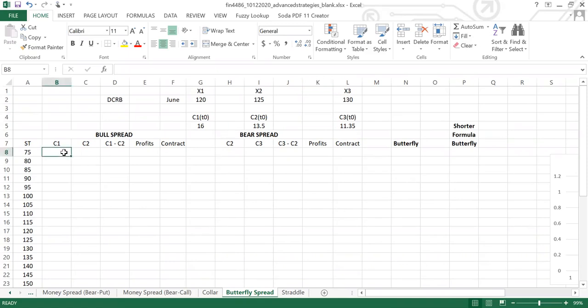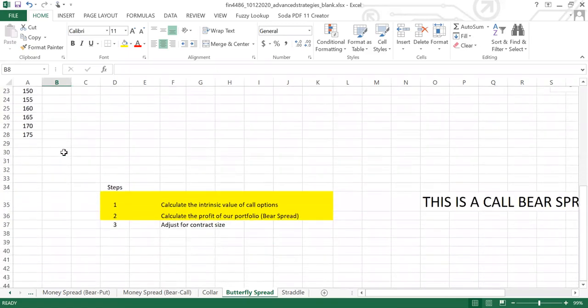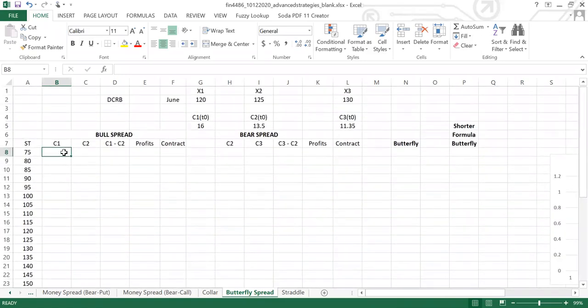Okay, so the easiest way to build this is to focus on the two strategies separately, solve them the same way we have done before, and then combine them. Let's do it. We have the same steps we have been doing: get the intrinsic values, then get the profits, and finally adjust for the contract size.